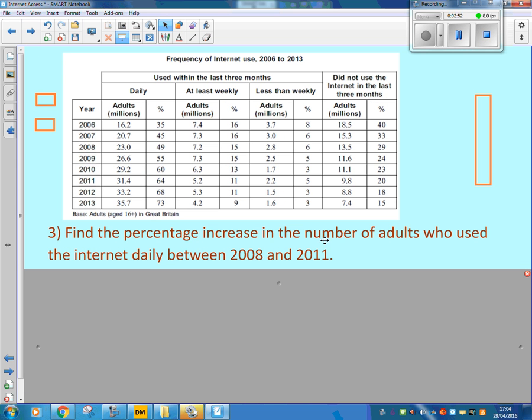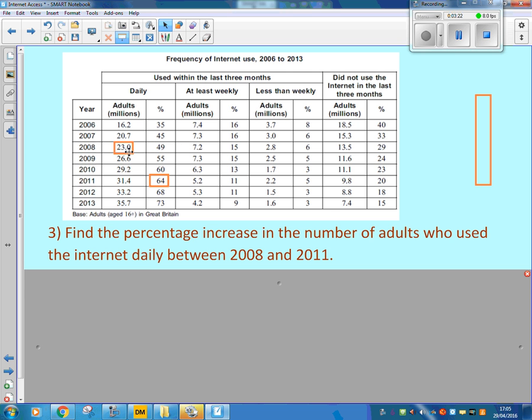Next question. Find the percentage increase in the number of adults who use the internet daily between 2008 and 2011. Now, you may be tempted to just look at the percentages for 2008 and 2011 and say, well, what's the increase there at 15%? But those percentages are worked out on the total populations. That's not how you find the percentage increase. To find a percentage increase, you need to look at the actual figures.